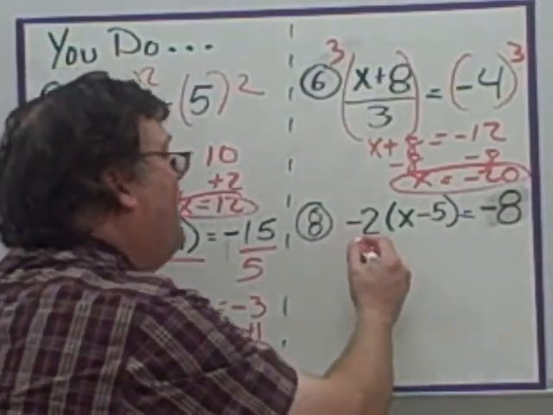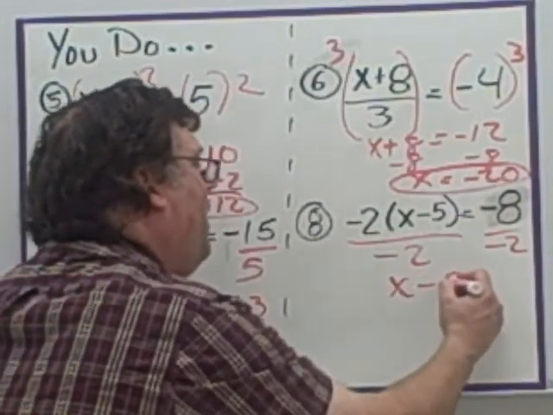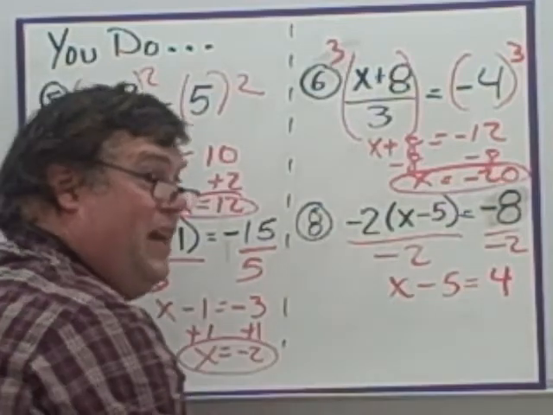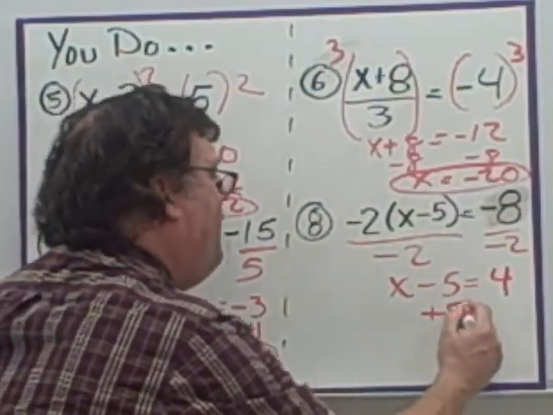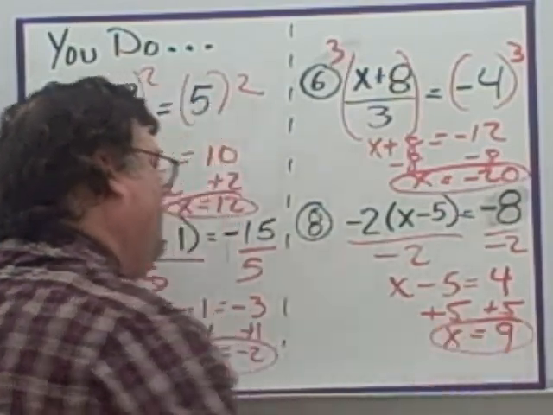It does double check. Here, divide by negative 2. I get x minus 5 is equal to positive 4 because negative divided by negative is a positive. Then I would add 5 to both sides and I get x is equal to 9.